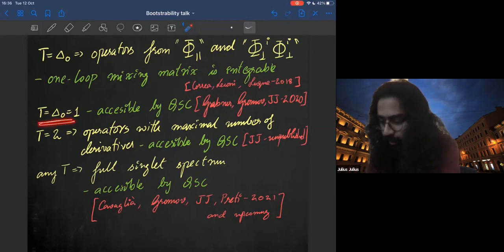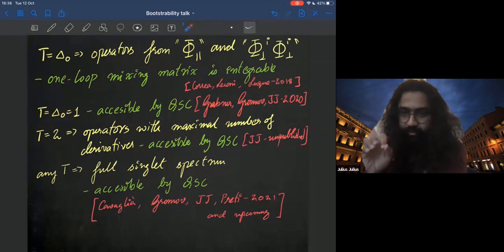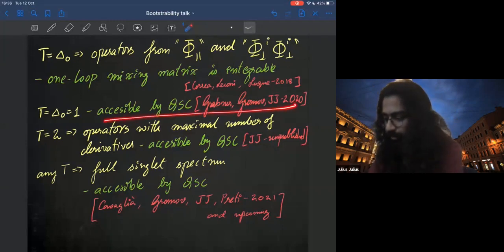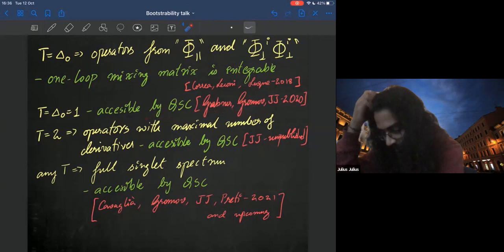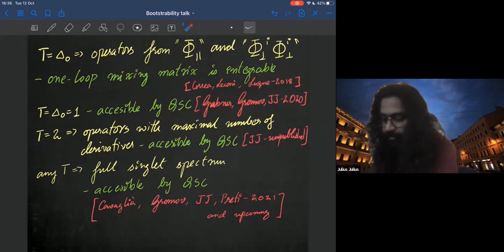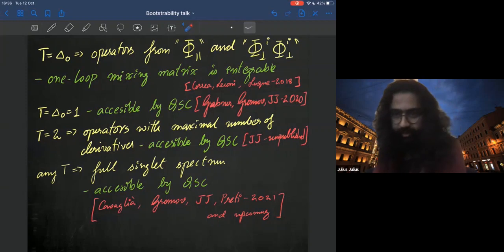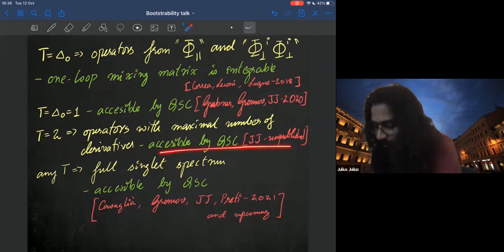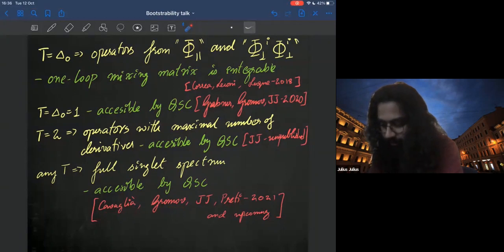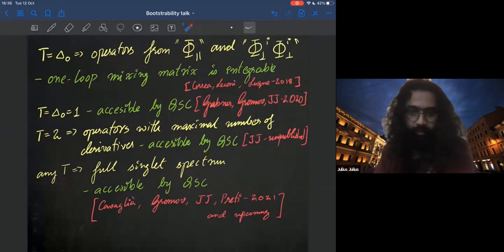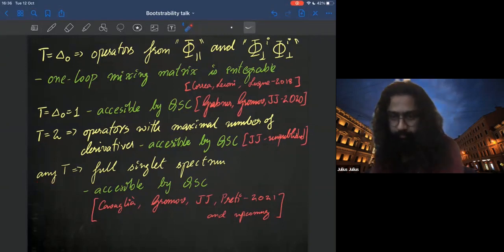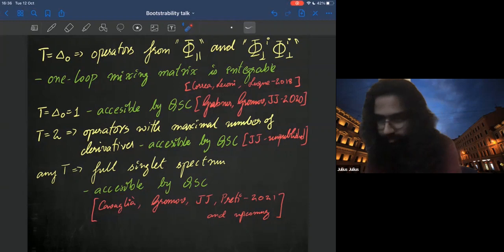For delta and twist equal to 1, this just corresponds to a single insertion of phi parallel on the Wilson line, and this was shown by us to be accessible by the QSC. For twist equals 2, this corresponds to operators with the maximal number of derivatives. This is also accessible by the QSC, and this is something which I worked out. And with Andrea Cavaglia and Michelangelo, we were able to extend the same construction to any twist, i.e., we were able to show that the entire singlet spectrum is described by the same quantum spectral curve.